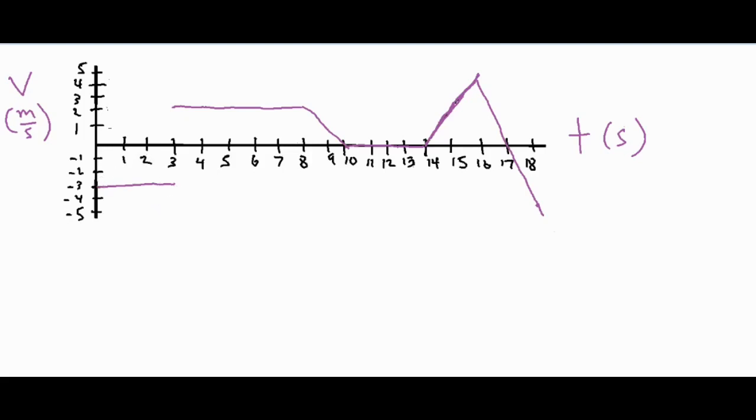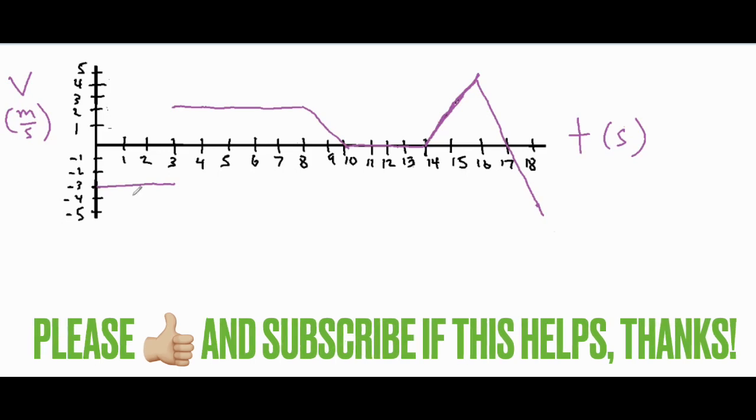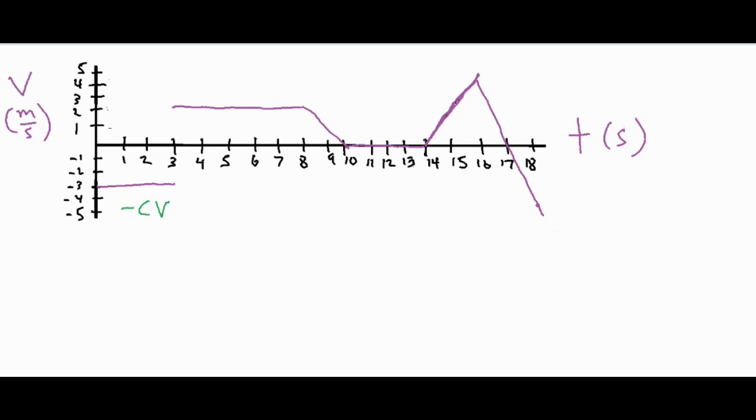It's going at -3 meters per second. Because it's a flat line and has no slope, it stays right at -3, which means it's moving back in the other direction at 3 meters per second. This would be a negative constant velocity. For this portion up here, because it's above the x-axis, it looks like it's at about 2. This has a positive constant velocity.